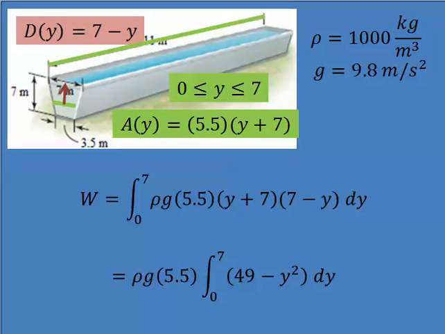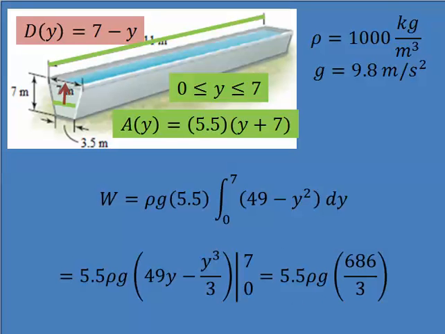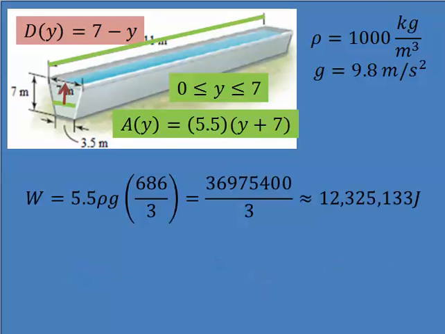Once I do that, it's fairly straightforward to integrate. And then after I integrate, I'm ready to evaluate. After I evaluate, I'm ready to put in the values for rho and g. And this is what I get for work. I have given you the exact answer and also an approximation where it's rounded to the nearest whole number. And that's how many joules it will take to empty this trough up to the surface of the trough.